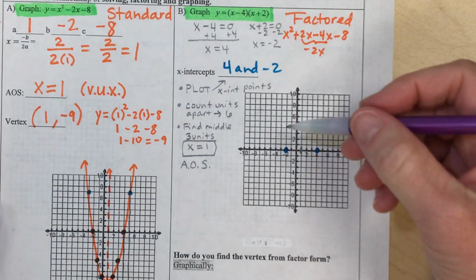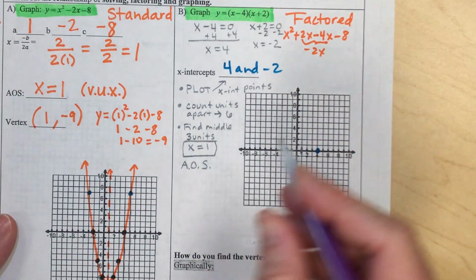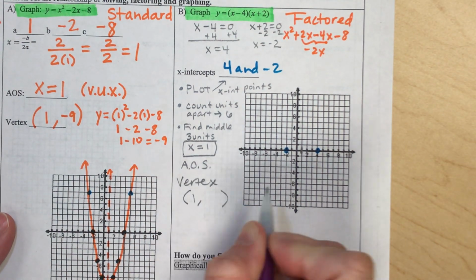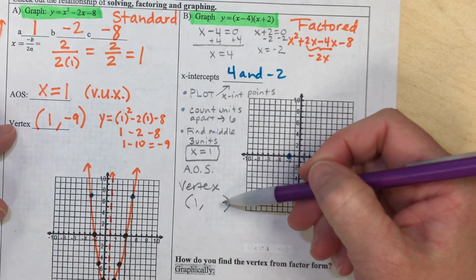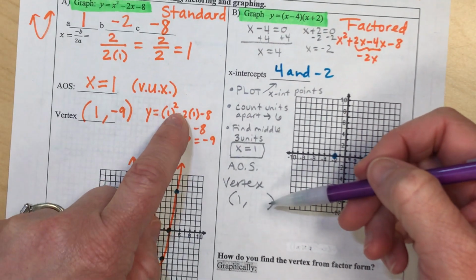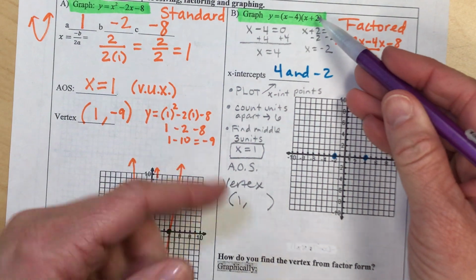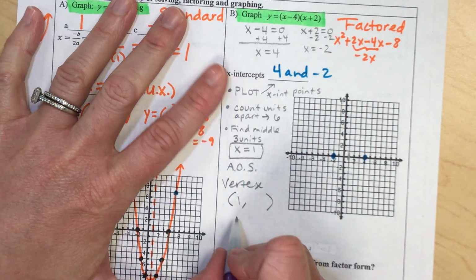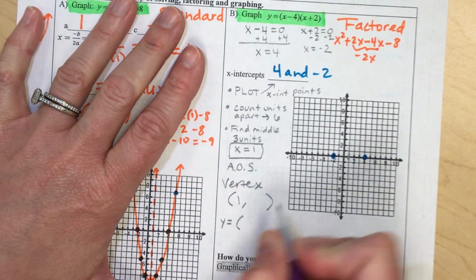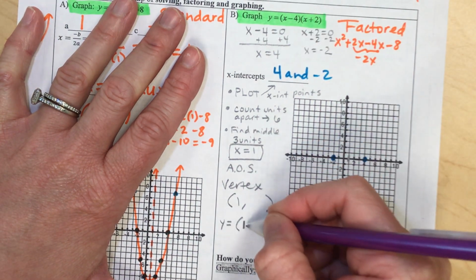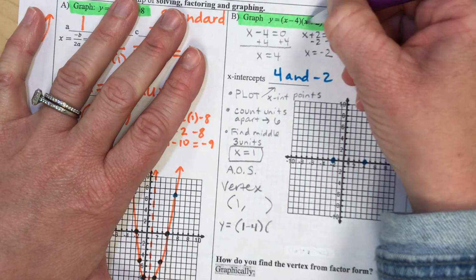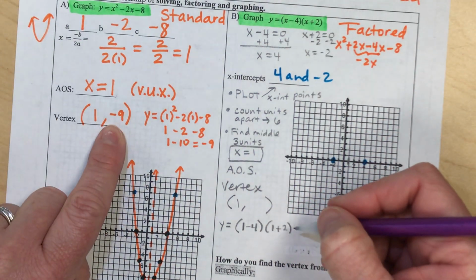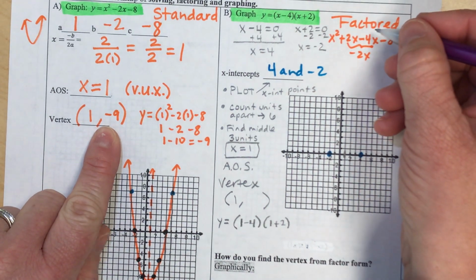Okay, now, if I know 1 is in the middle, then that means for my vertex, I know I have 1 comma something. So how do you find the y value of your vertex? You plug it into your function. Well, I'll just plug it into this one. Since we had factored form here, I'll show you plugging in the number 1. So y equals, now where I see my x, I'll plug in a 1. And again, where I see an x, I'll plug in the value 1. We should get the same vertex, because this is technically the same function, right?